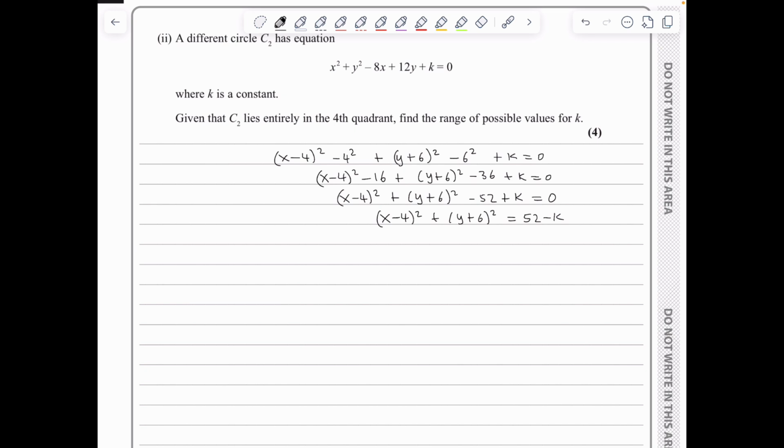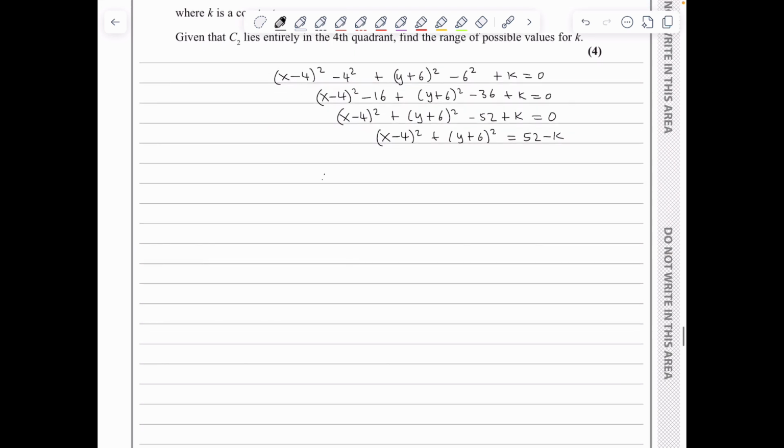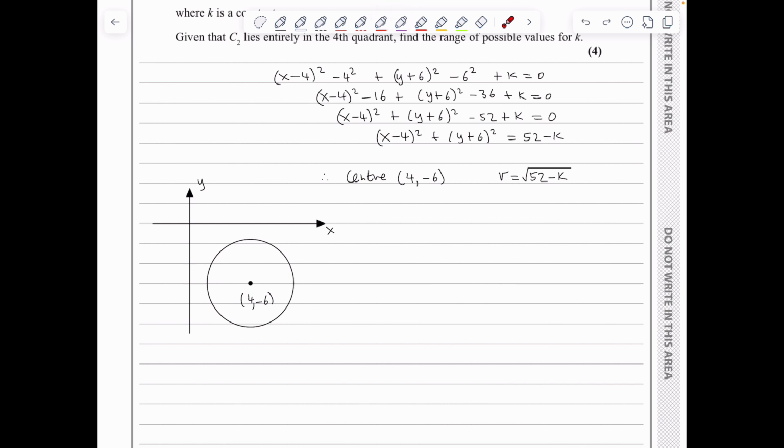Now that I've got the equation in the standard form, I can conclude that the center of this circle has coordinates (4, negative 6), and the radius r is going to be the square root of 52 minus k. And we know that this circle is lying entirely within the fourth quadrant, so if I was to sketch this, it would be something like this. We know that the center is at (4, negative 6), which means we are 4 units from the y-axis and 6 units below the x-axis.